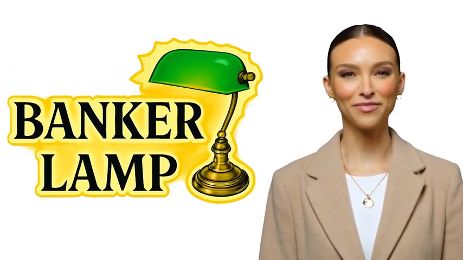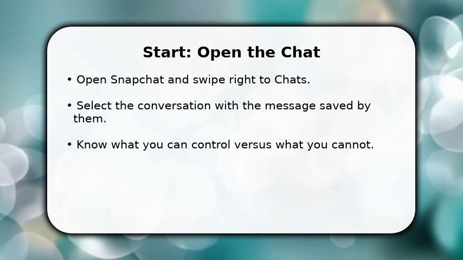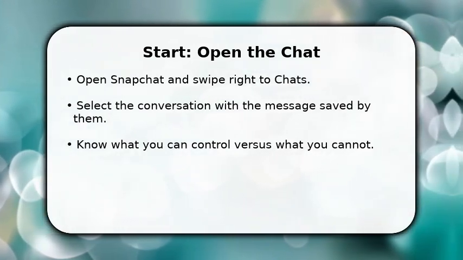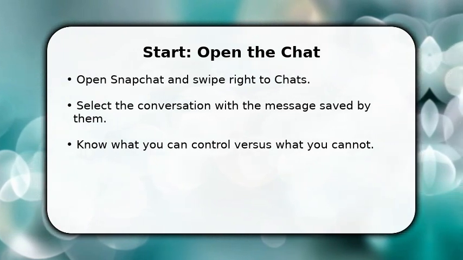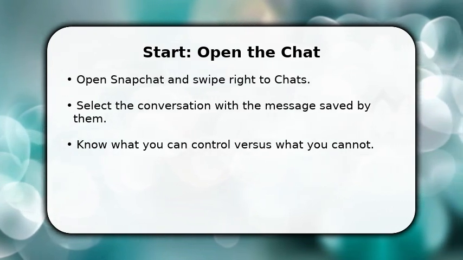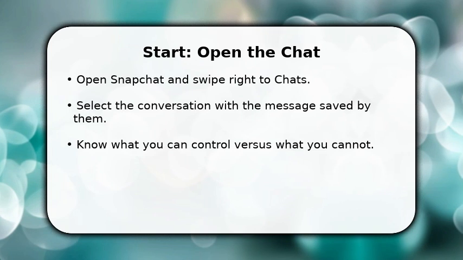Please enjoy the video. You start by opening Snapchat and going directly to Chats. Tap the conversation that contains the saved message. Once there, review which messages are marked as saved in chat. You can unsave items you saved, but you cannot remotely delete something the other person saved.